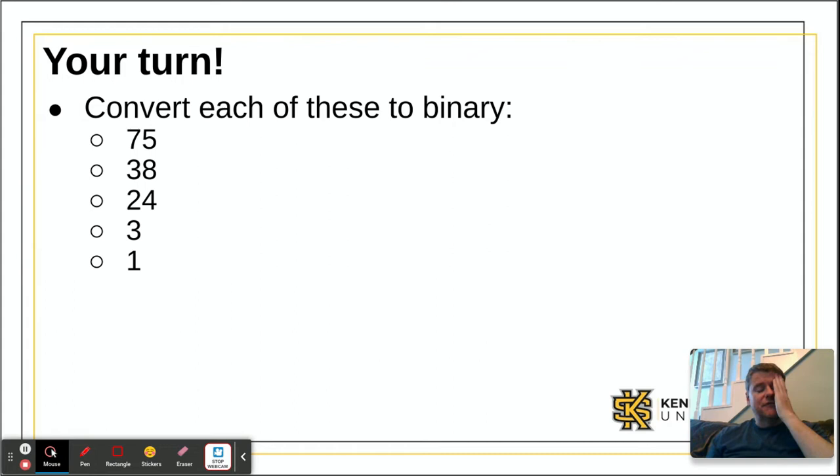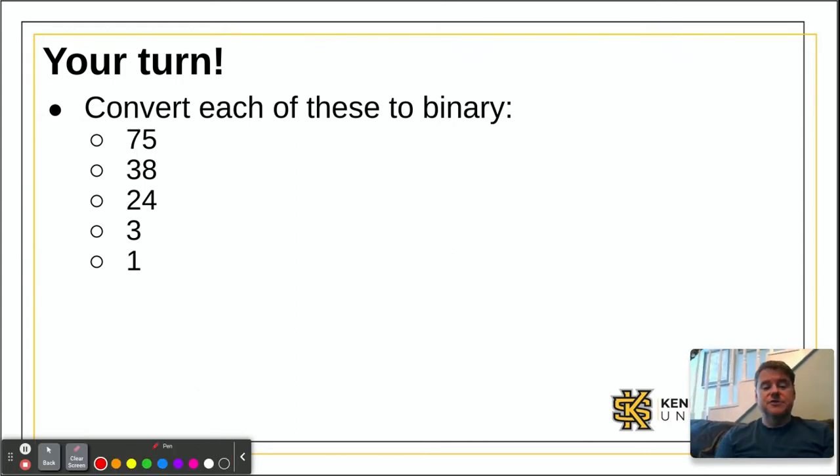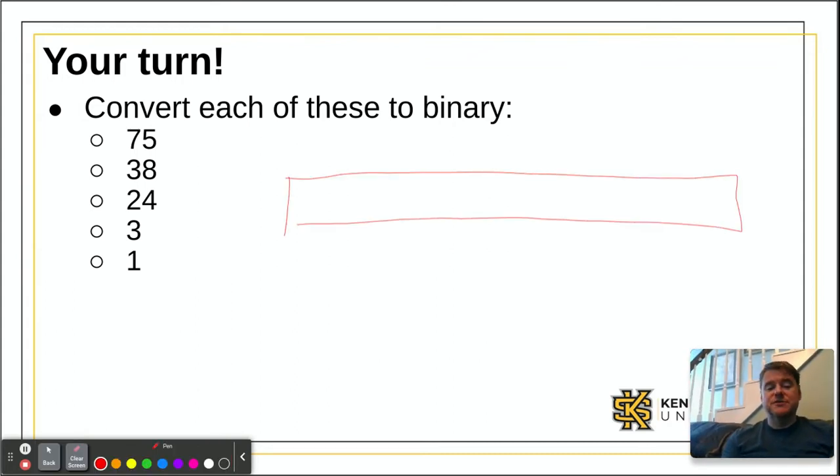And again, if you haven't done this one already, let's take a look at that. So we start off with 75. We draw out our box, and we label all the different parts of this box.